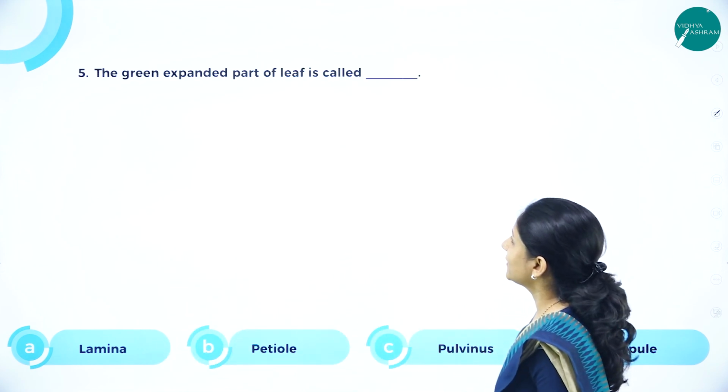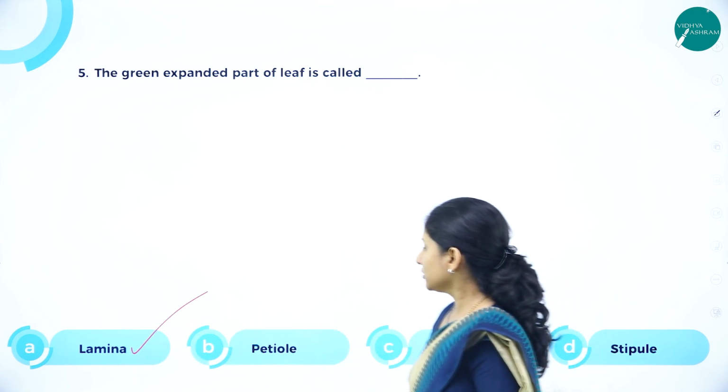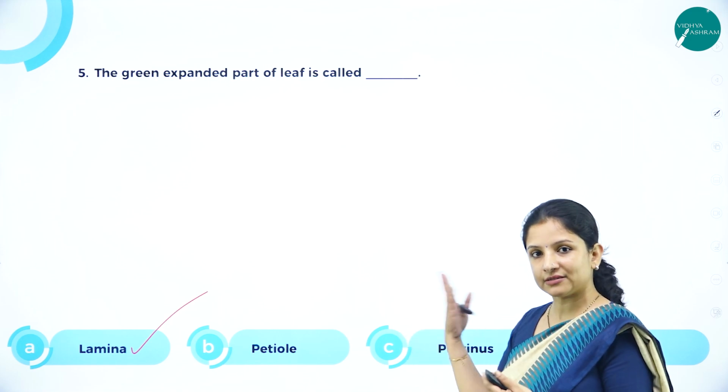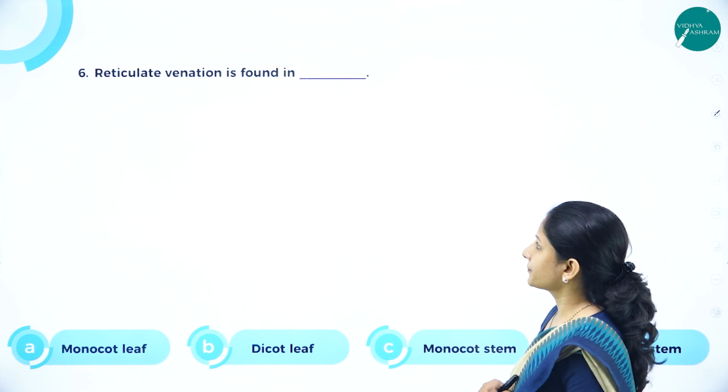The green expanded part of leaf is called, it's called lamina. It's not petiole, it's not pulvinus, it's not stipule. Why? We have seen in the previous questions itself. So, the option here is option A, lamina.